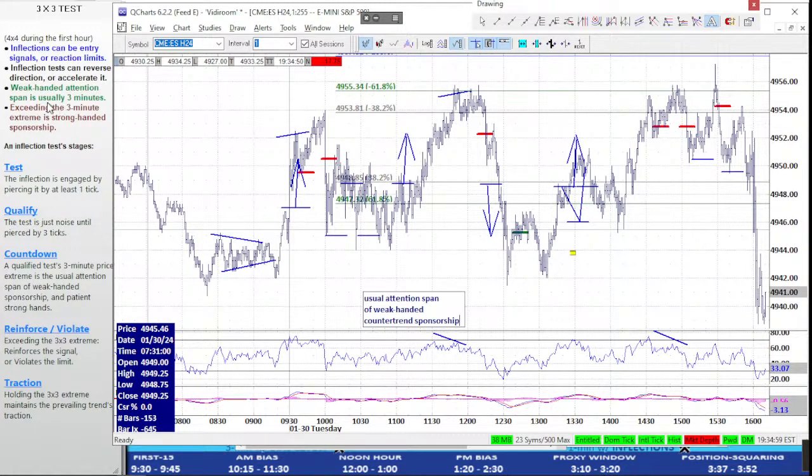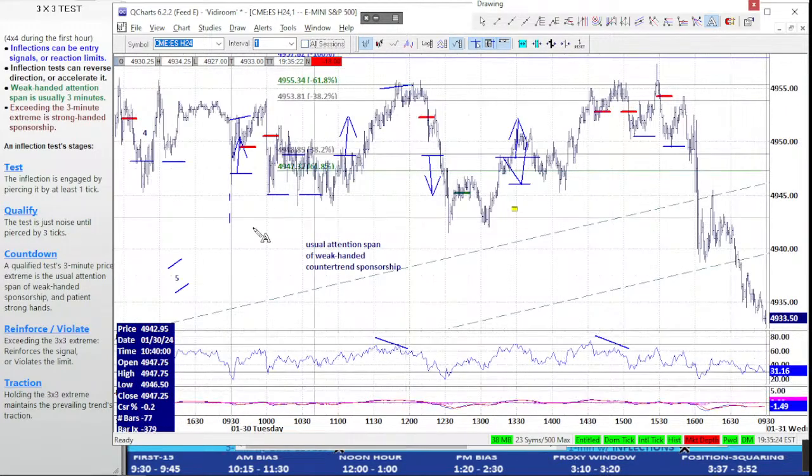So weak-handed attention span, by the way, of the counter trend sponsorship, that's not just whose attention span is involved. That's also stronger-handed sponsorship being patient, letting weaker hands trap themselves. Now, this didn't turn out that way in this instance, but in fact, let's go ahead and get a trending day in here.